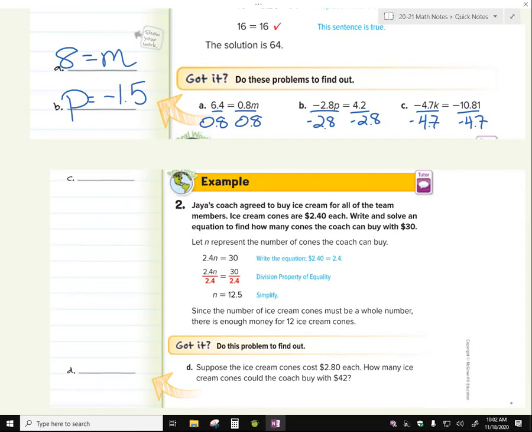What do we get? Yeah, what you got? 8 equals 2.3. A positive 2.3.